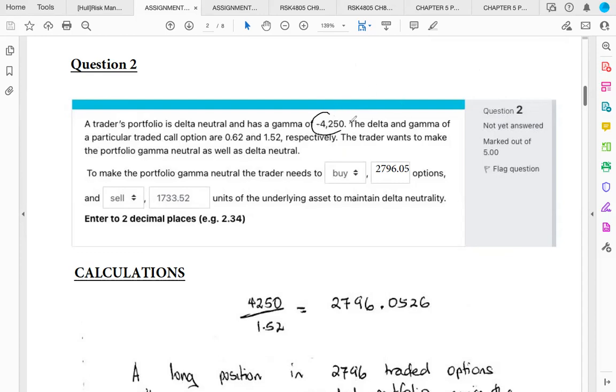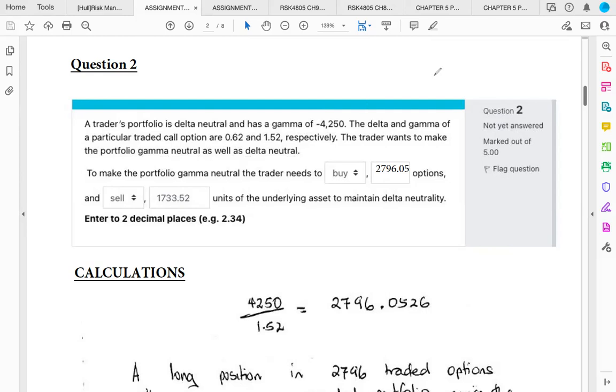So gamma is just telling us how the delta will change for a unit increase or decrease in the price of the underlying. Okay. So we've been told what our gamma is. So our portfolio is not gamma neutral, it's delta neutral, but it's not gamma neutral, meaning that changes in the price of the underlying asset will change the delta of the portfolio. So the delta and gamma of the particular traded call option are 0.62 and 1.52 respectively. So a call option is just a type of derivative. So we're just given the delta and gamma for this particular option, right? So this particular option can help us to make our portfolio gamma neutral as well as delta neutral.